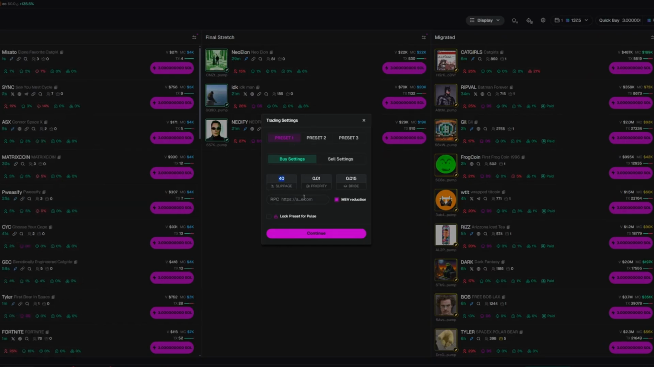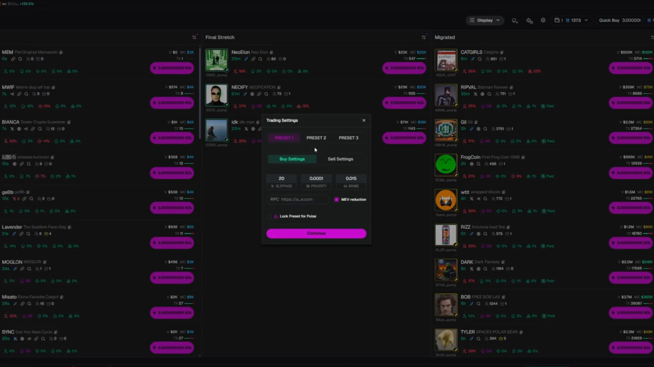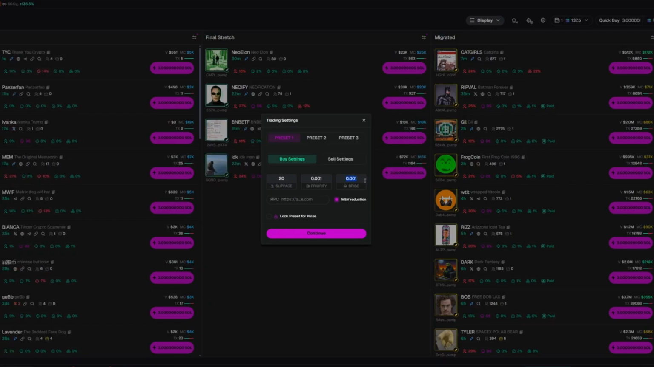So slippage is basically, if the coin moves, we have here 40% slippage. If the coin moves more than 40% up or down, I'm not going to get filled. If you have a small portfolio, do 20% slippage. Priority fee is basically how much you pay to get in earlier than everybody else. Priority fee, I would set like 0.01, so you do not lose money. Bribe, I was doing 0.01 bribe, 0.01 priority. I think these are the best settings for you to start out with a small portfolio.